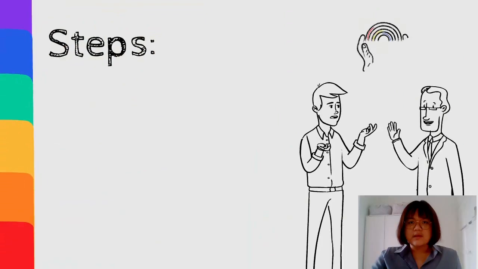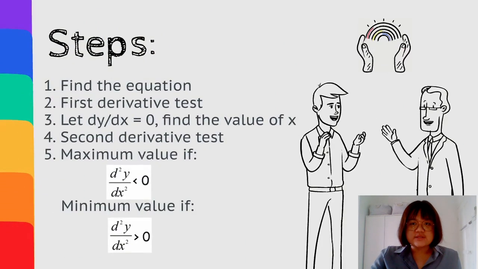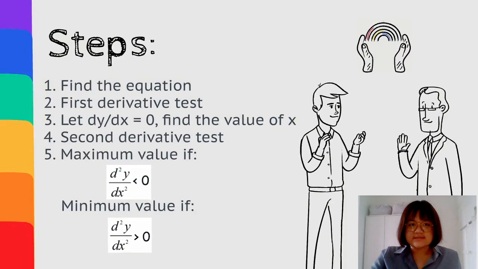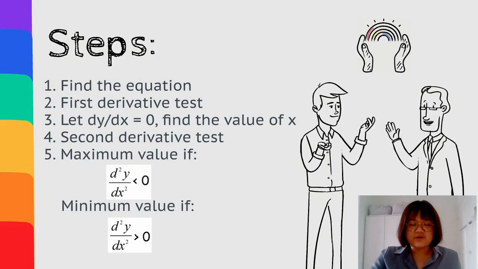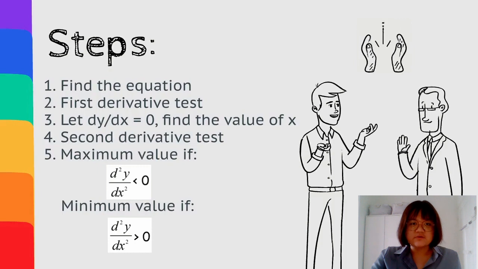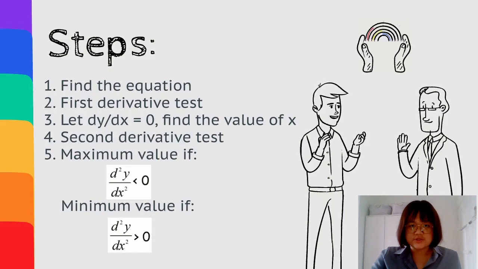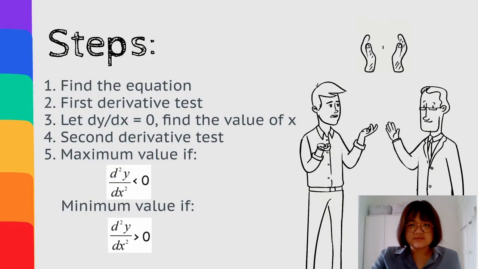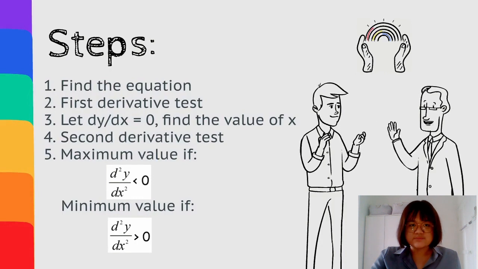Here are the steps to find maximum or minimum value. First, find the equation and do the first derivative test. Next, let dy over dx equal 0. Find the value of x. Then, do the second derivative test and substitute the value of x to the equation. If the value is negative, then it is maximum value. If the value is positive, then it is minimum value.